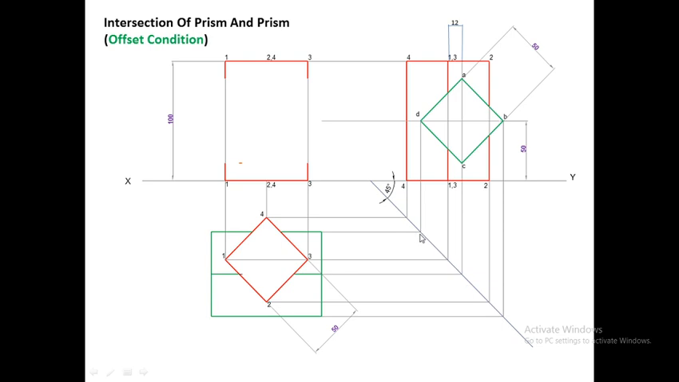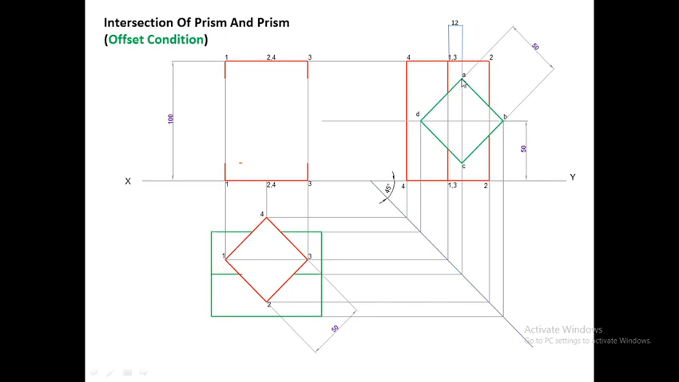After projecting point D, we have projected it in the top view. Similarly, we have projected points A and C in the top view, and we have projected point B in the top view. Now the length of this line will be equal to 100 mm. So we have projected the lines, and in the top view we have completed the rectangle.